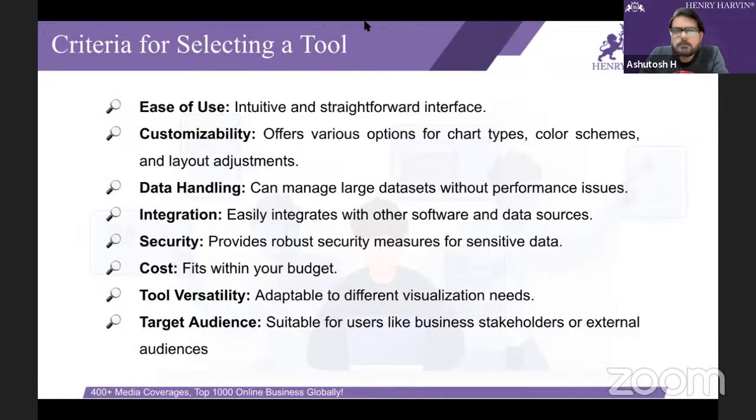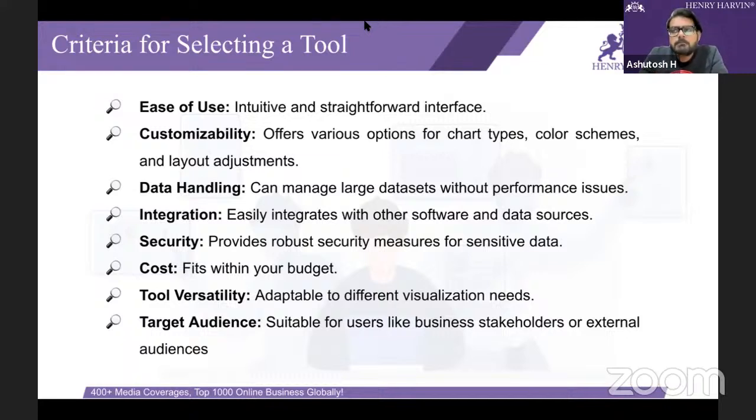Criteria again for choosing the right tool. So you should see which of these tools is providing the ease of use. It should be intuitive, a straightforward interface should be there. You should be easily able to customize it. It should be able to handle data from the various avenues, because every time you won't be working on the data that is coming from a CSV file or an Excel file.